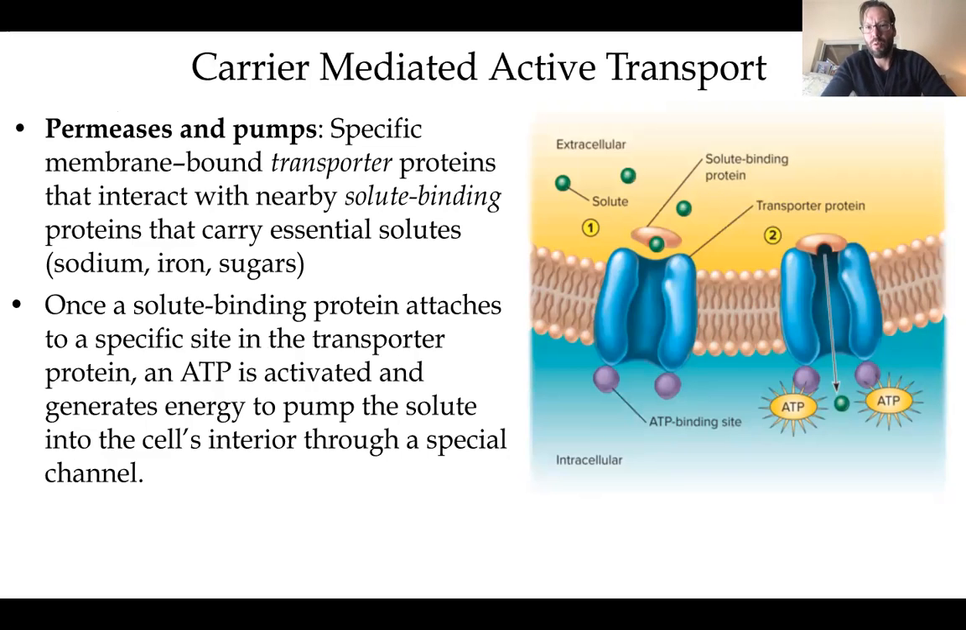Carrier-mediated active transport. Now with active transport, we have to have energy put into the system. These are going to be transporter proteins that work like pumps. You have the solute on the outside. It will bind with the transport protein, and then via ATP, that will allow it to be shuttled through into the inside of the bacteria. The ATP is what produces the energy to allow the pump to work. This is going to be important for things like sugars and metals and sodium that can't just passively diffuse inside, because you have to be able to regulate that to some degree.